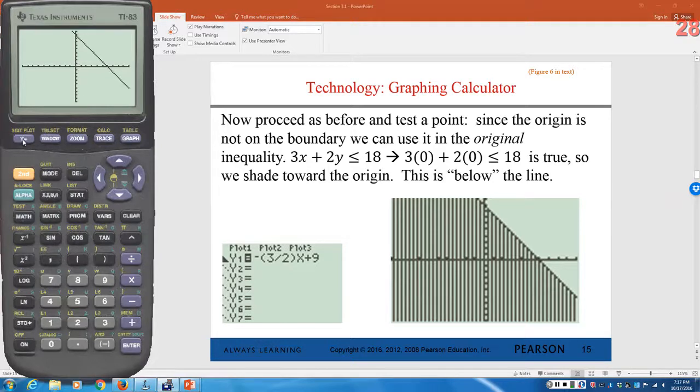Did I go too fast for you? I don't know what you hit after you had it at the y equals. I went to zoom, and since I figured that it's going to be really close to the origin, I just chose number 6, which is the standard window, goes from -10 to 10 in both directions. And if that hadn't showed me the graph, then I would have started hunting, but since that one did, I'm happy with that one. And I know now that I need to shade below the line, so this is the last step.